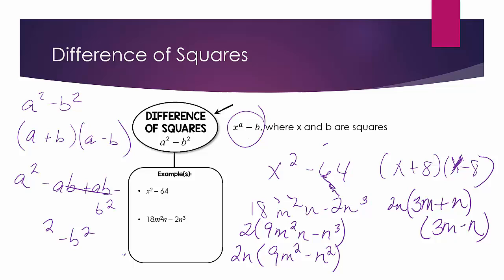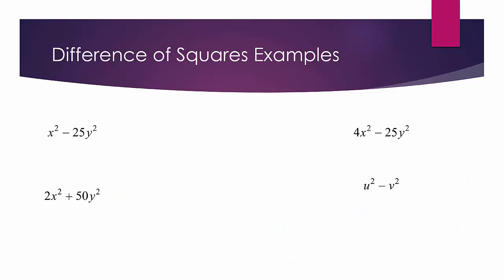Okay, let's look at some examples. Right away, I'm looking at x squared minus 25y squared. I can't pull out a GCF, so I'm just going to factor it very simply into x minus 5y times x plus 5y.